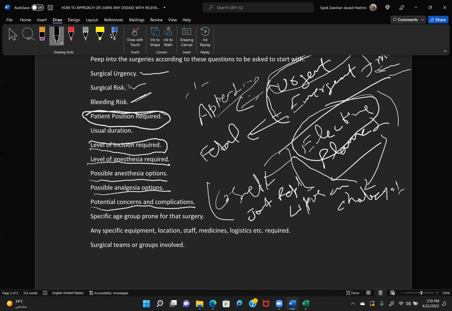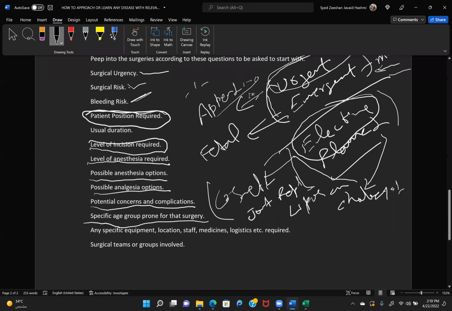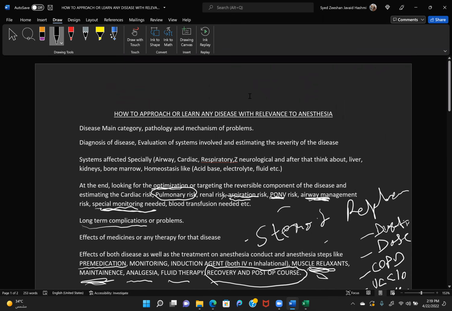So, specific age group prone for that surgery. This is actually because I have just tried to tabulate the main points. So now I conclude this discussion. We started that for any disease it is better to approach it this way: what is the main category, what is the main pathology, what are the possible problems, which organ systems are involved, how to evaluate the severity of the disease and the organ system involvement, and then how to optimize it.